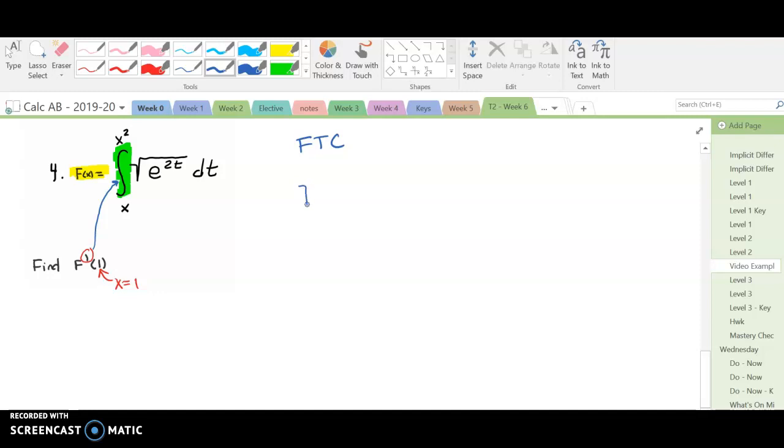You're going to have the square root of e to the 2x squared, but we have to multiply by the derivative of that inner function, so we're going to multiply by 2x, minus the square root of e to the 2 with an x plugged in, because that lower limit is x. The derivative of x is 1, so I'm just going to multiply by 1. I didn't really need to do that, but just to remind us of what happens.